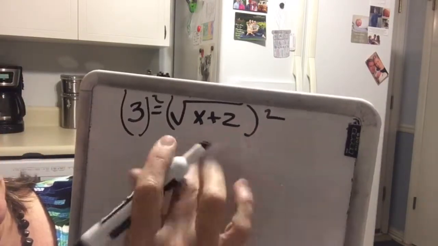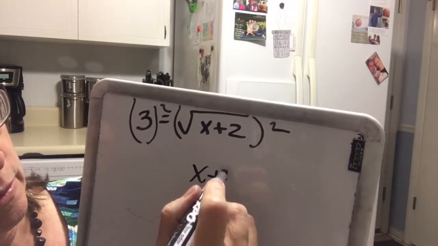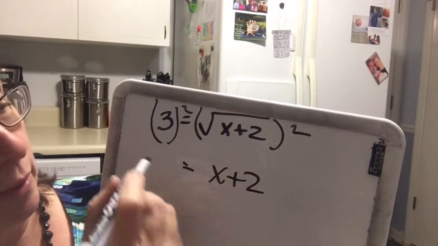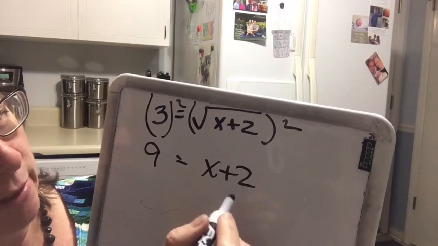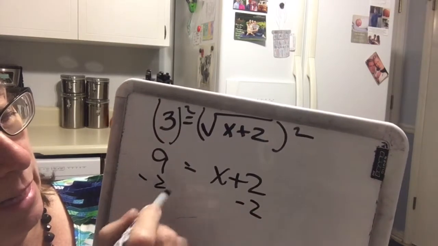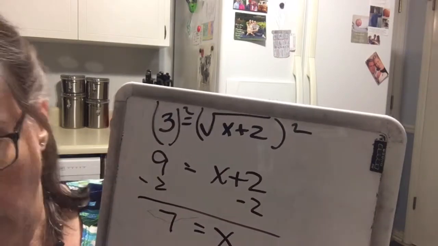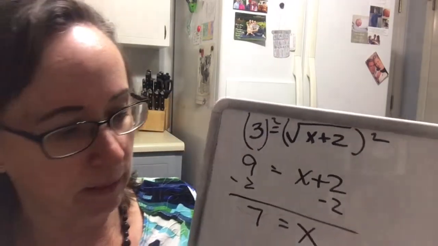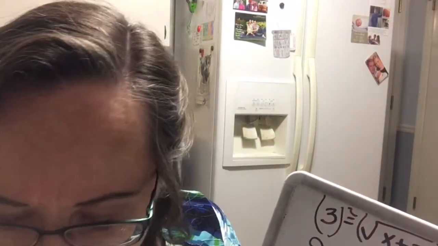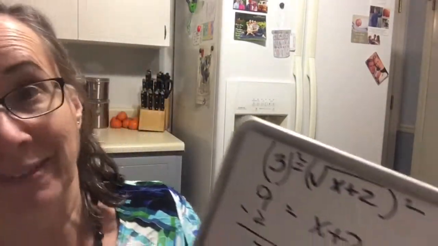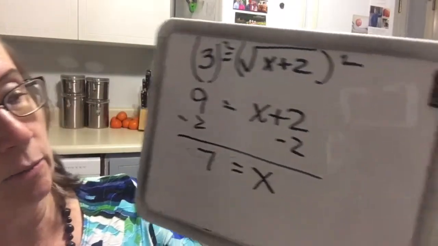And when we square the square root, we get x plus 2. And when we square the 3, we get a 9. And we take the 2 away from both sides, and we get x is equal to 7. Okay, and this one was number 65, and the answer to number 65 is 7. So we did get it right.